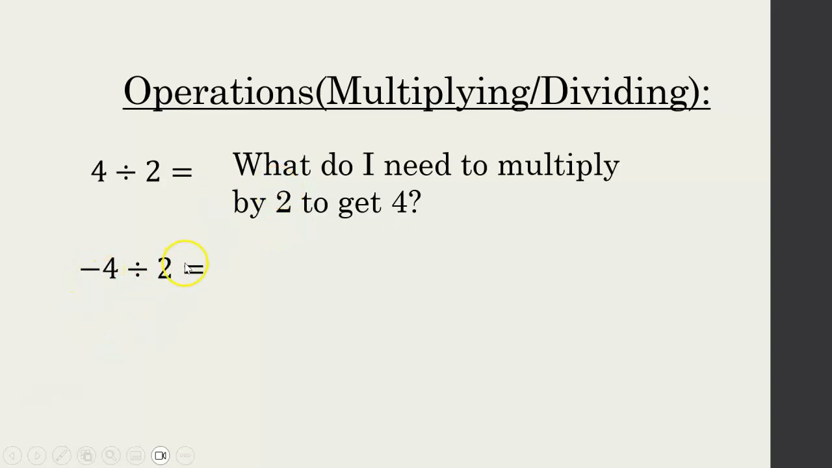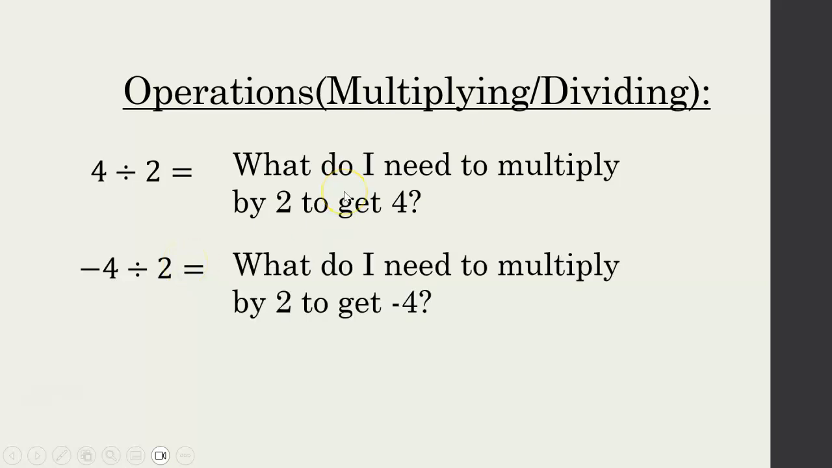Minus 4 divided by 2. Okay, same logic. What do I need to multiply by 2 to get minus 4? So 2 times something else is minus 4. So how would I do that? Well, 2 multiplied by 2 is 4, but I want minus 4. So it's going to be 2 multiplied by minus 2. So minus 4 divided by 2, that's going to be equal to minus 2.